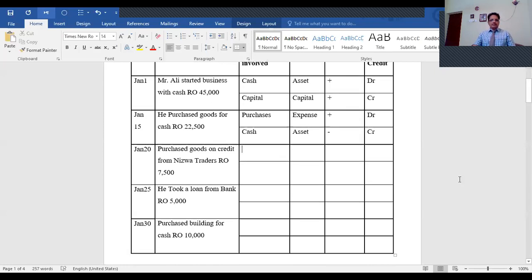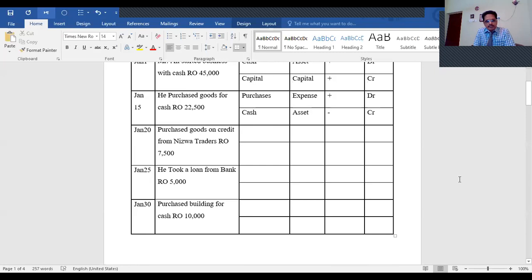Now we will go to the next. Purchase of goods on credit from Niswa Traders. From Niswa Traders, you purchased goods on credit. On credit is a term. On credit or on account means you didn't pay money. You purchased goods from Niswa Traders and they agreed you will pay the money after one month or 15 days. It means credit purchase, no cash. Cash is not involved in this case.